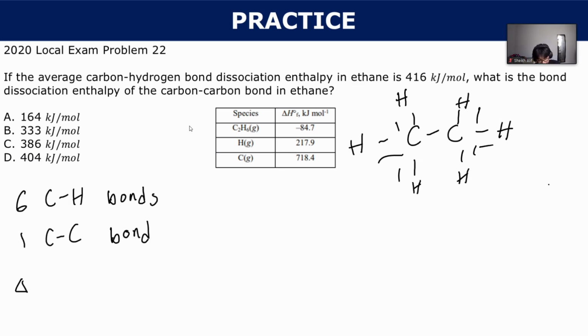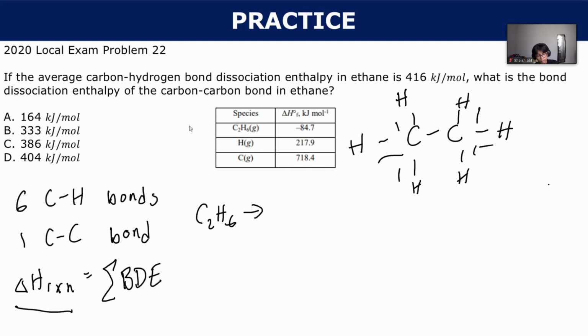Remember, the change in enthalpy of the reaction is just equal to the sum of the bond dissociation energies. So what we really need to do is figure out the change in enthalpy of the reaction. If we're looking for the reaction that's going to give us the bond dissociation, we're going to have to look at C2H6 breaking up into 2 carbons and 6 hydrogens. As it turns out, we're given the enthalpy values for these, so we can figure out the enthalpy of the reaction. Remember, the enthalpy of the reaction is just products minus reactants.